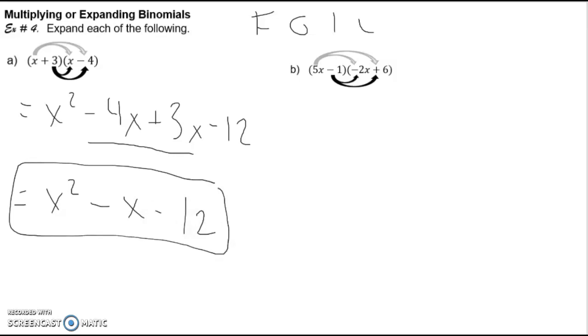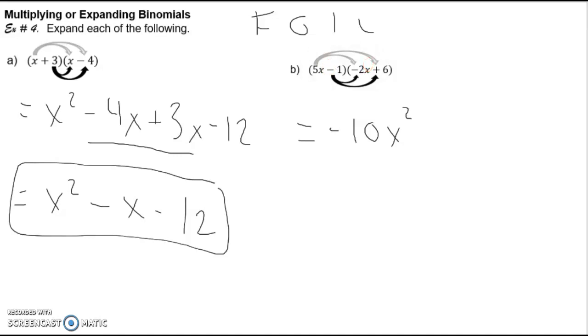Moving on to the second one. We have 5x minus 1 in one bracket, and then negative 2x plus 6 in the second bracket. So first term, 5x times negative 2x: we multiply our numbers first. 5 times negative 2 gives me negative 10. And then we have x times x, which means we have 2 x's, so it's x squared. We are adding the variables on top of the x's. So assume that there's a 1.